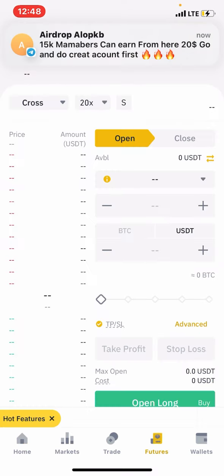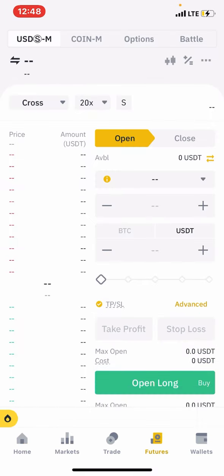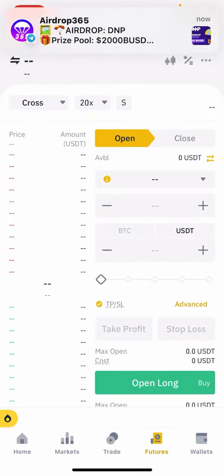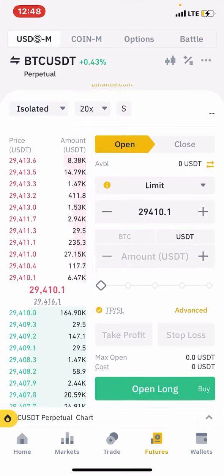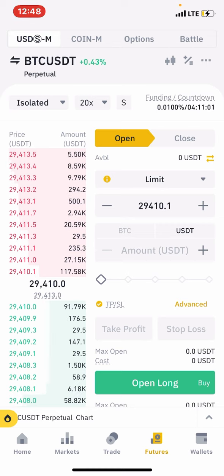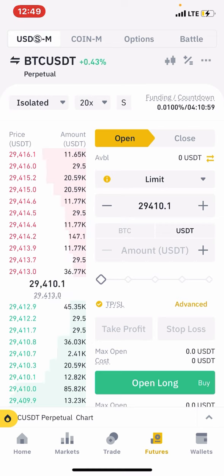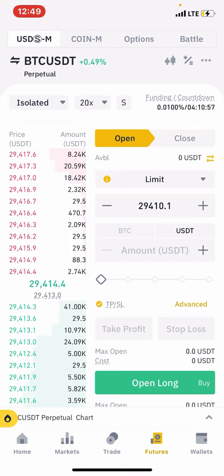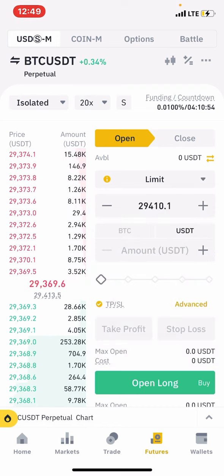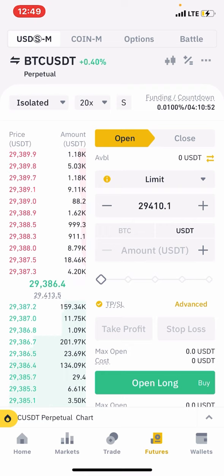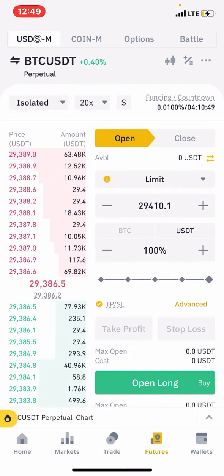So I click on futures and I'll click on, remember it's a short position on which coin? BTC. That's Bitcoin. Let my Binance load. Okay, so this is BTC USDT. So always use your slider to enter. Let's say you're buying at market. Okay, let me use limit. So you use your slider, this place here, to enter a trade.